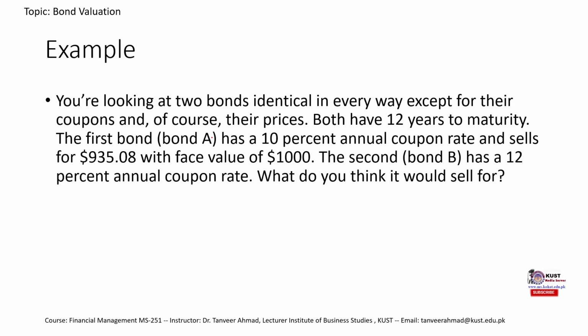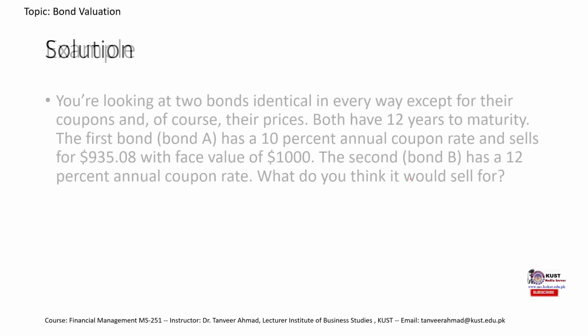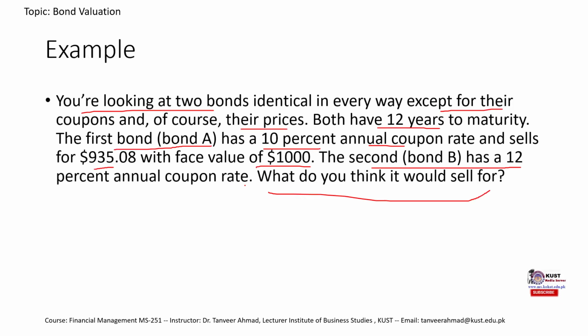let me go through this example. You are looking at two identical bonds in every aspect, for their coupon and of course their price. So they are same bonds. Both bonds have 12 years maturity. First bond, which is bond A, has a 10% annual coupon rate and sells at this price with face value of 1000. The second bond is bond B, has a 12% coupon. What do you think it would sell for? Now, what do we need to find here? We need to find the true value or intrinsic value of the coupon bond.